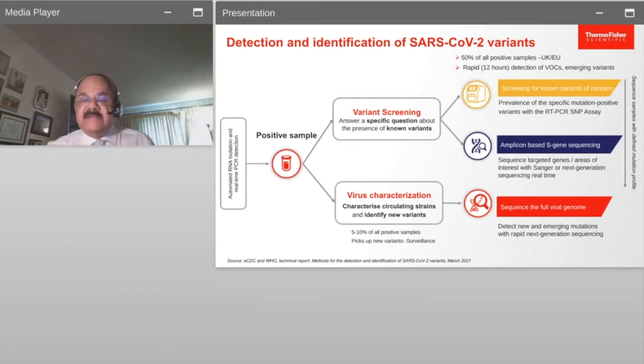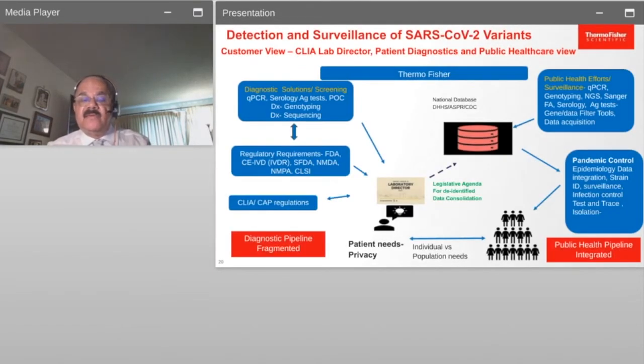So the workflow as we see it in the field is twofold. There is one arm, which is largely diagnostic testing, where you have the qPCR assays, serology assays, point of care, and they go through regulatory requirements, CLIA and CAP requirements, and you get a result that goes back to the lab director and satisfies the patient needs. On the other side, we also see a need for public health pipelines where this data can go into a database and inform public health in terms of how to go about managing the epidemic, pandemic control, and epidemiology data integration.